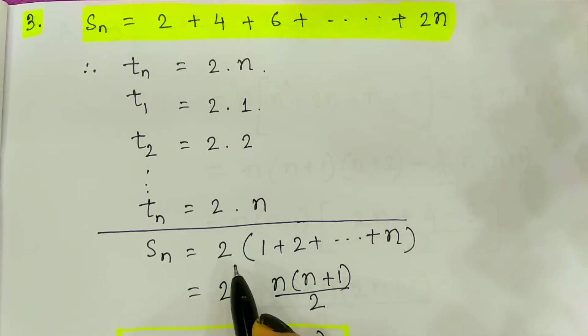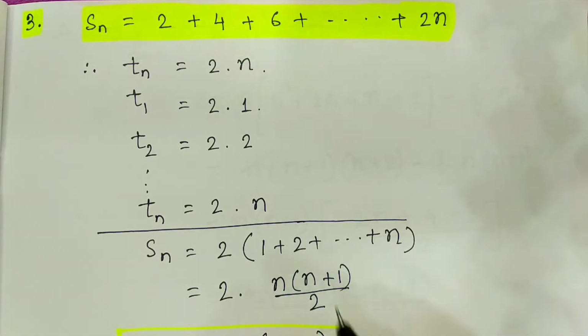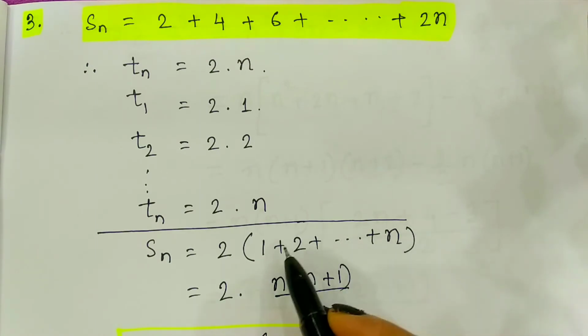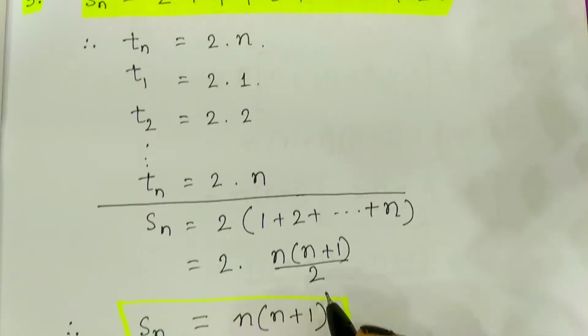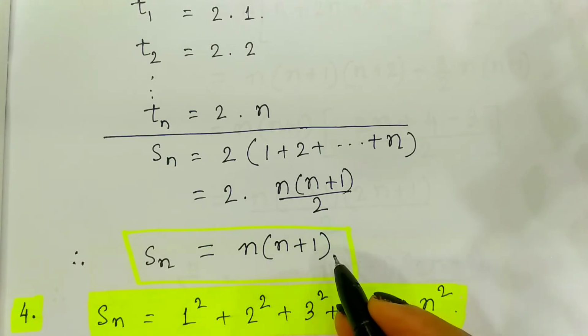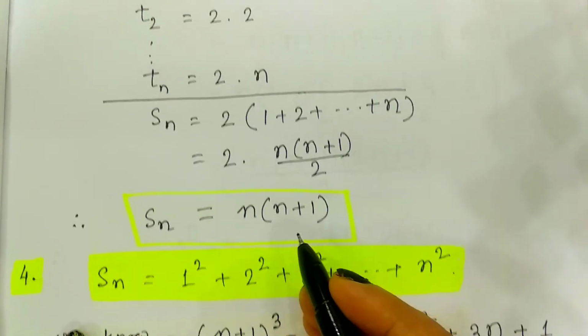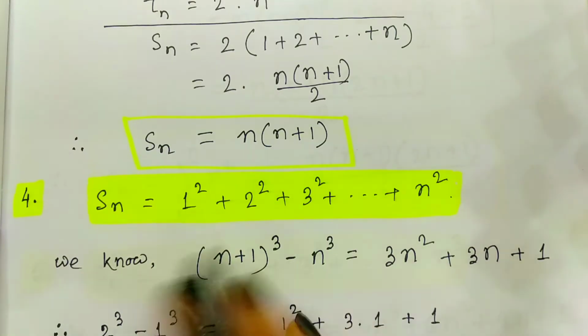After adding and taking 2 common, we will find it is 2 into 1 plus 2 plus 3 plus, in this way up to n. We know that this value is n into n plus 1 by 2. Hence we find Sn is equal to n into n plus 1. Hence the result. This one also uses the standard result, similar to the previous one. Now the fourth one.